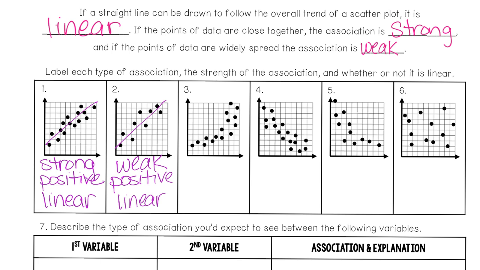All right, number 3. Would you describe this as weak or strong? I agree. Kind of bunched together. Now, is it trending upward or trending downward? Up. So then we would call it positive. Now, in this case, if I drew a straight line, would it go through those points? Not really, right? Not through the middle of them anyway. So this would be not linear.